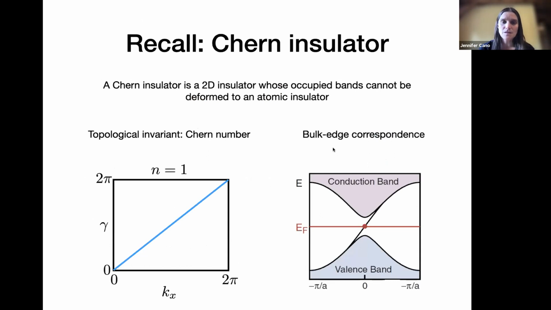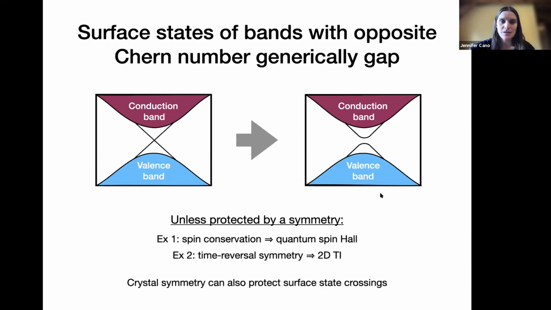So I want to compare this to the Chern insulator. Yesterday we were talking about surface states of a Chern insulator, and we talked about how we can understand this topological invariant of the Chern number by winding Berry phase. And then, of course, we also talked about the bulk edge correspondence and said how on a single edge, there's a surface state that connects the valence and conduction bands of the Chern insulator. But now, if we have crystal symmetry, we can have additional protection.